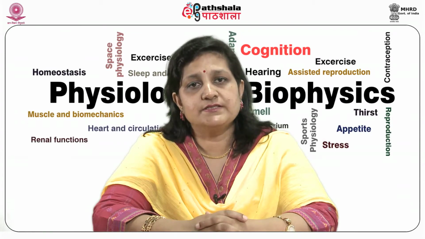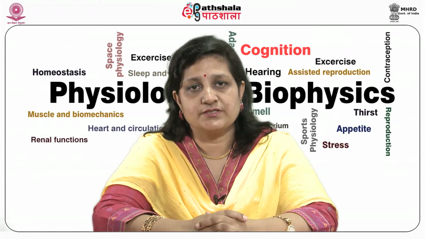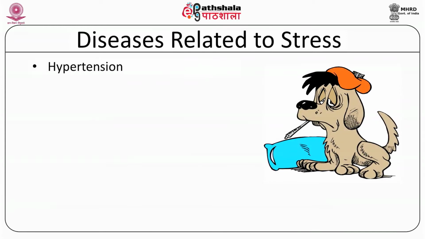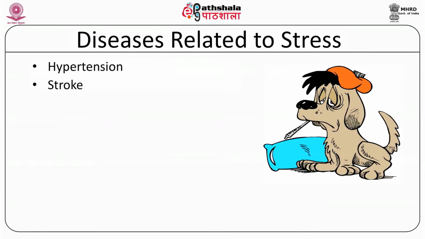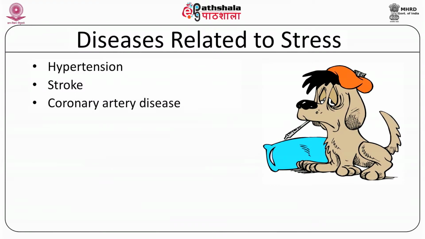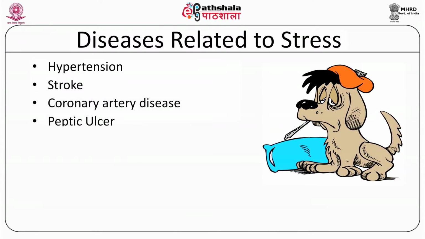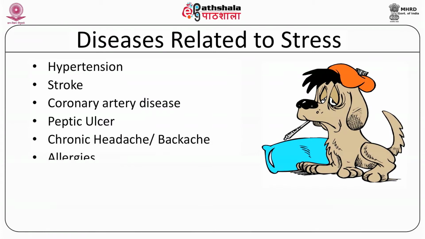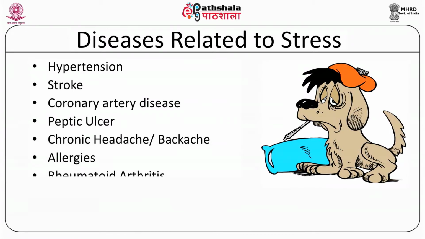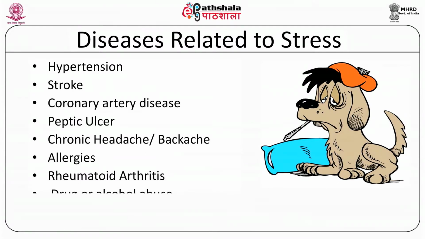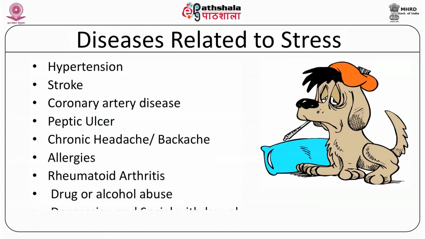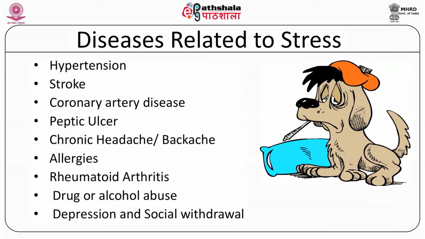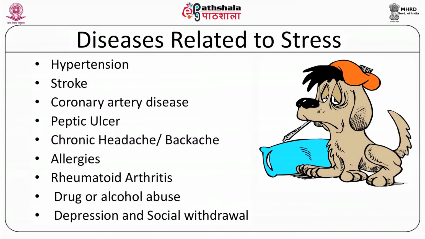There are various diseases which are also related to stress. These diseases are high blood pressure, hypertension, stroke, coronary artery disease, peptic ulcer, chronic headache, chronic backache, allergies, rheumatoid arthritis, then drugs or abuse of alcohol, and the person can even go into depression and social withdrawal.